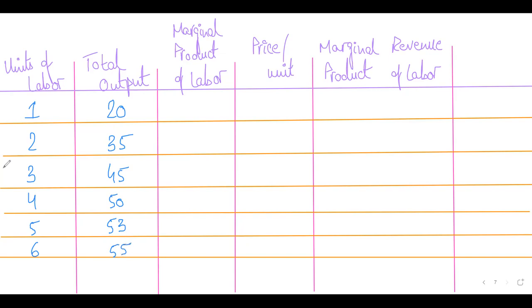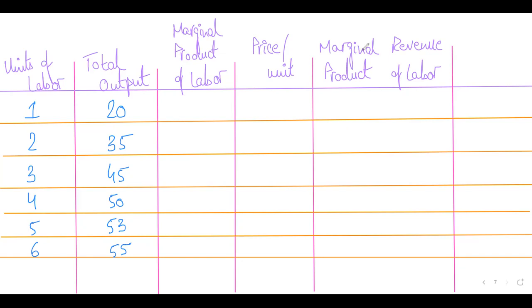Is everything clear so far? Okay. Now, in the next column, this is the total output. So these two columns will be given to you in case there is an MCQ. After the first person, what was the total output? After the second person, how much is the total output? After the third, fourth, fifth, and sixth. Okay. Now let's calculate the marginal product. Can you tell me how much would be the marginal product?